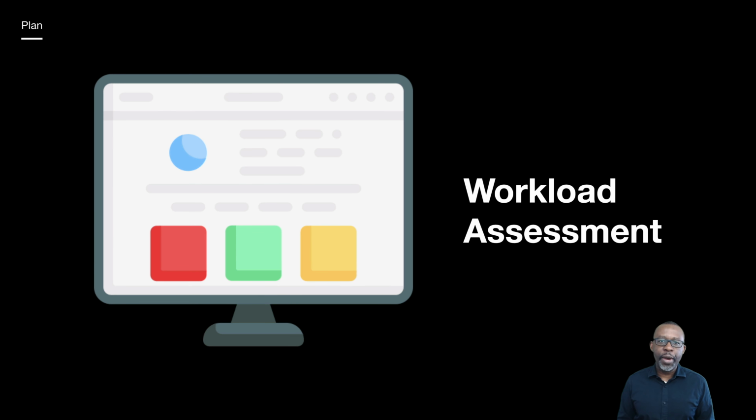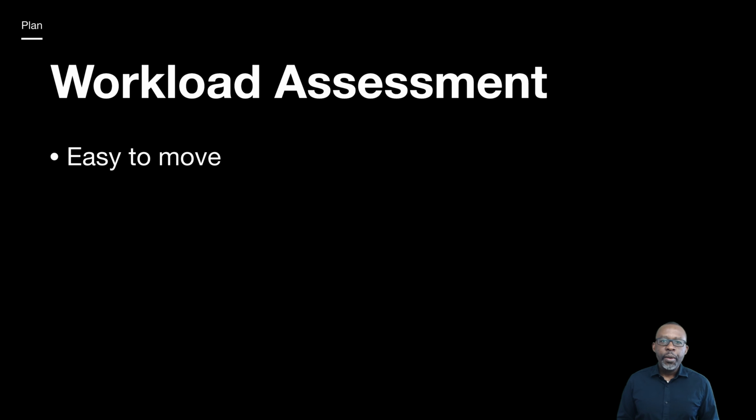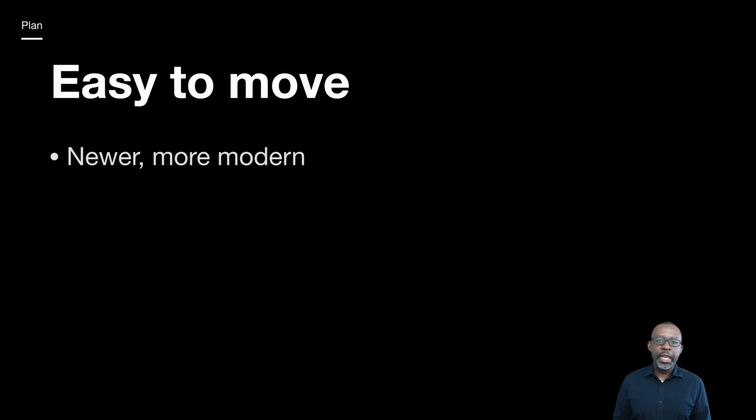Let's move on and have a look at some of the methods that could be used to assess workload migration complexity. We're going to start off by having a look at some of the characteristics that makes an application easy to move. Generally speaking, applications that are relatively modern are easier to move. Many of these applications have been developed using more modern frameworks, more modern programming languages, and some of them may even be cloud native. Applications with fewer dependencies are generally less complex and therefore easier to migrate.